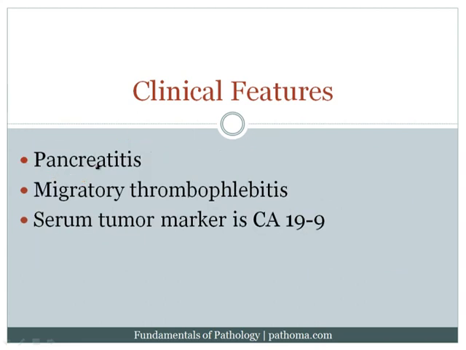Additional clinical features of pancreatic carcinoma: it can lead to pancreatitis. Of course, if the tumor blocks the pancreatic duct, that would decrease the drainage of the enzymes, increasing the risk for premature activation. Patients can also develop migratory thrombophlebitis. This presents as swelling, erythema, and tenderness in extremities, and it's seen in about 10% of patients. And finally, it's important to note that the serum tumor marker for pancreatic carcinoma is CA19-9.